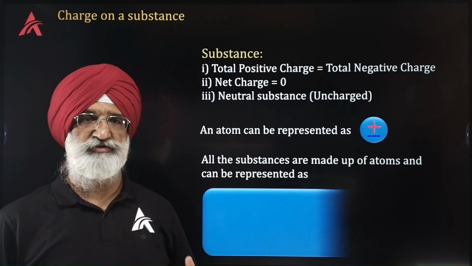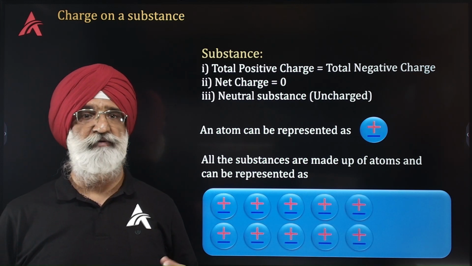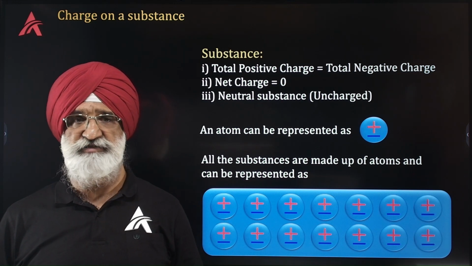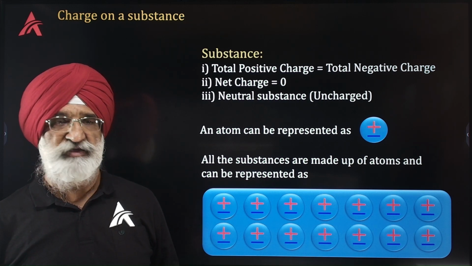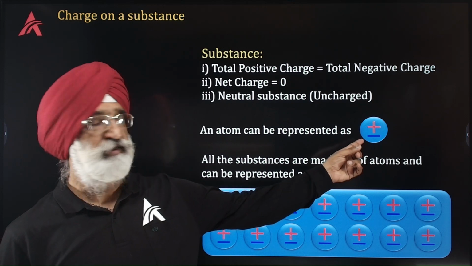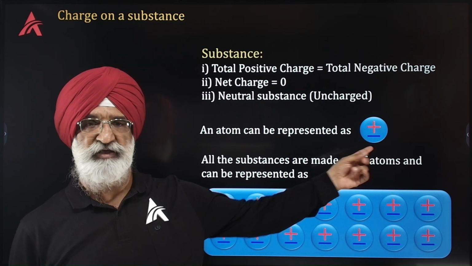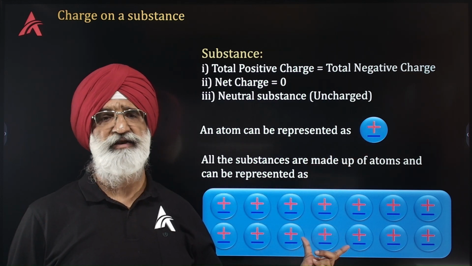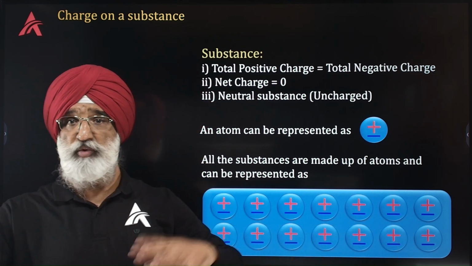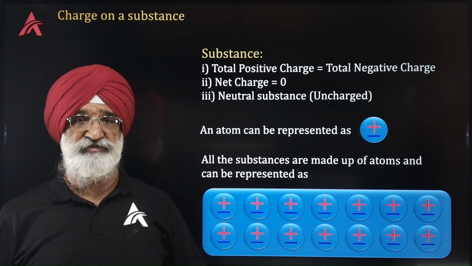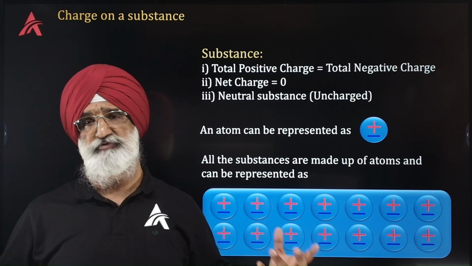When we think about charge on a substance, it all starts at the atomic level. Each substance is made up of atoms, and their charges arise from the negatively charged electrons and positively charged protons. Here in this figure, an atom can be represented by a circle with a positive charge and a negative charge, and a substance which is made up of millions and millions of atoms can be represented by this diagram. The overall charge on the substance is a result of the negative charge on all its electrons and the positive charge on all its protons.